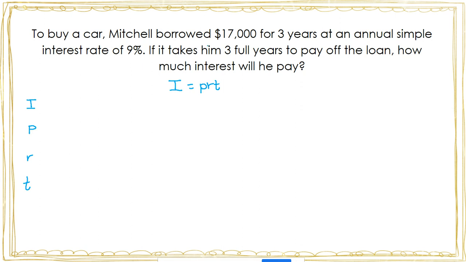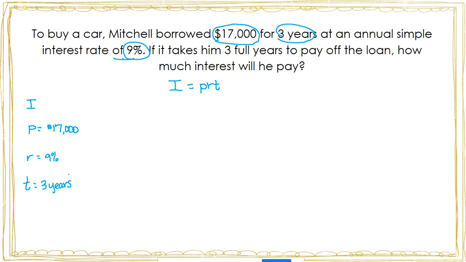It says first that Mitchell borrowed $17,000. That's going to be our principal amount because principal is the amount that you borrow to begin with. Then it says he does this for 3 years. So that's going to be our time, 3 years. And we know that he's using an annual simple interest rate of 9%. So 9% is our rate.